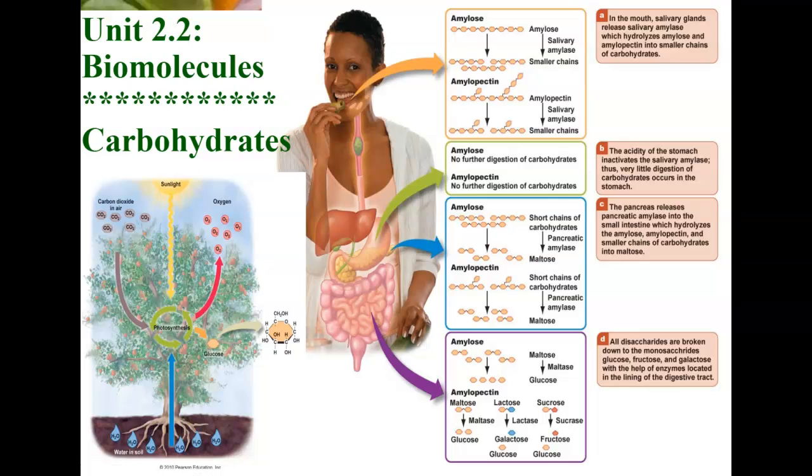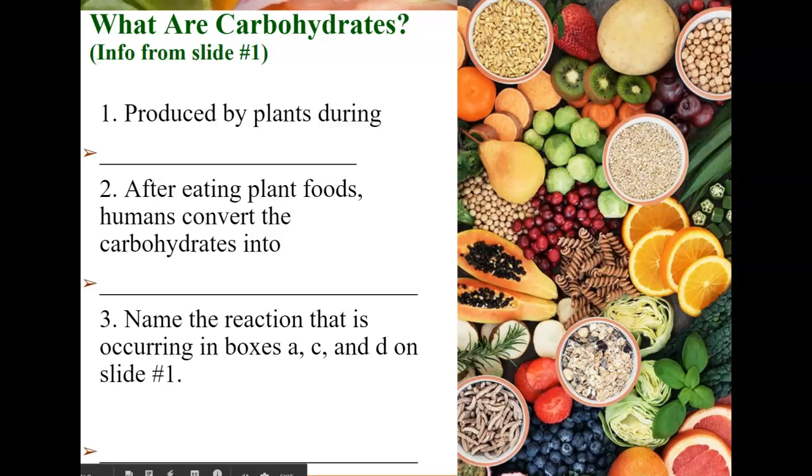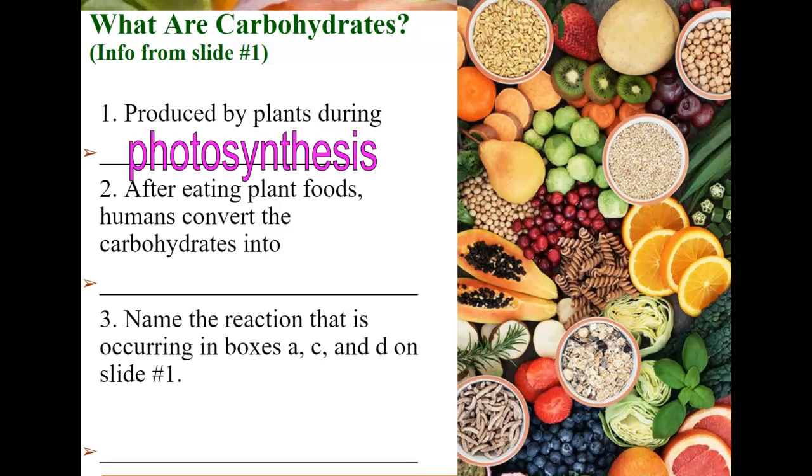We're going to learn a lot about carbohydrates though today. In the Pear Deck slides before this, you saw a picture that looked like this, and you were asked to study that picture and answer a few questions. So let's go over the questions. So what are carbohydrates? Carbohydrates are produced by plants during the process of photosynthesis. When we say that autotrophs make their own food, we're talking about the fact that autotrophs or plants make carbohydrates, and that is their source of energy. Number 2, after eating plant foods, humans convert the carbohydrates into the form of a carbohydrate called glucose. It's the simplest form of carbohydrate.